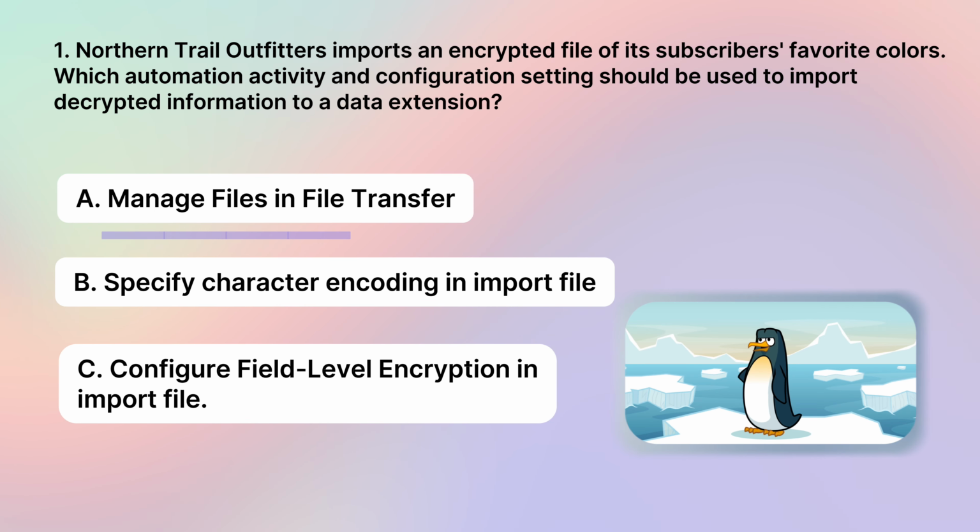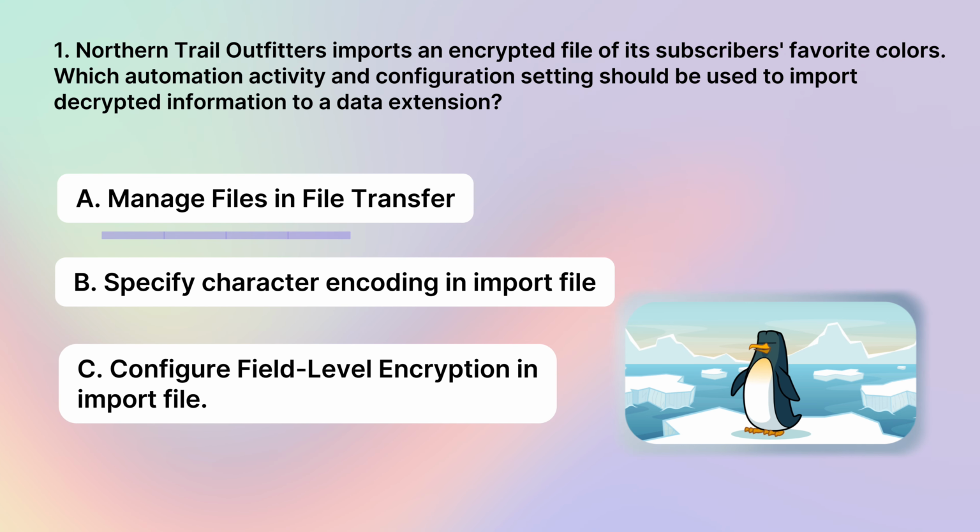The correct answer is manage files in file transfer. This is because the question states that the file being imported is encrypted, and in order to import decrypted information into a data extension, the file first needs to be decrypted. The activity allows users to securely transfer files to and from the Marketing Cloud, including the ability to decrypt encrypted files. This activity can be used to import the encrypted file and then decrypt it before importing the decrypted information into a data extension.